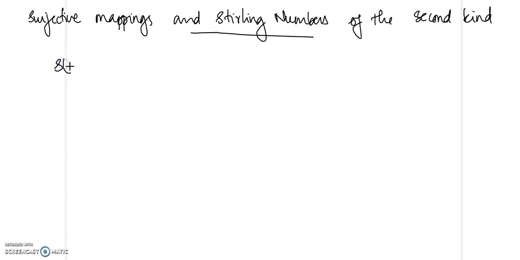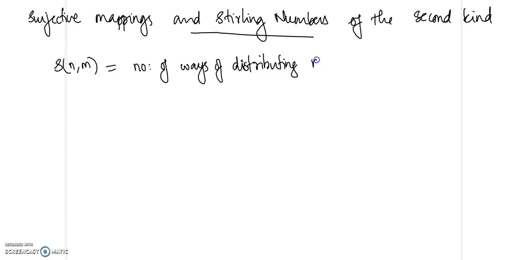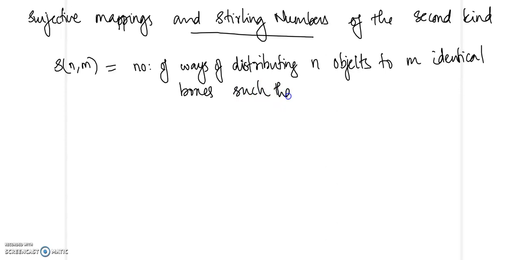So S of n m is the number of ways of distributing n objects to m identical boxes such that no box is empty. So that's the Stirling's number of second kind.